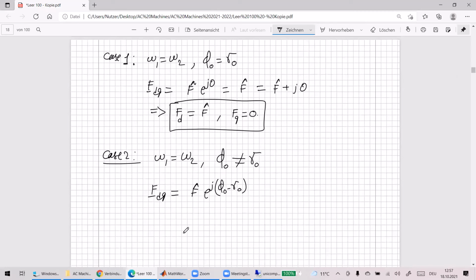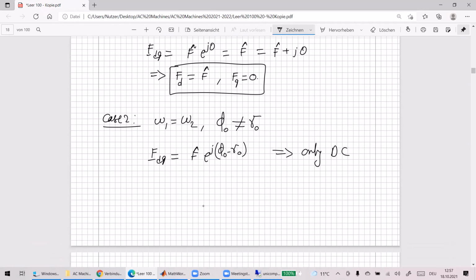So who thinks there is no AC term? Raise your hand. Okay, one person. So there is no AC term here because you do not have omega. It's very clear, right? You do not have omega into t, so there is no AC. This is only DC. And the interesting thing is, you should actually know this, that in this case your D and Q components both have some value.